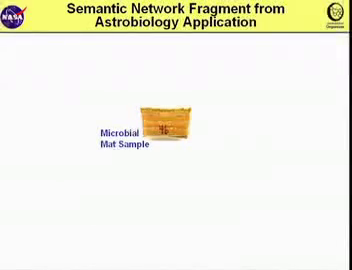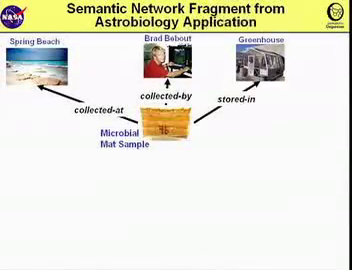So I first want to talk about the semantic network structure that I was illustrating. The microbial mat sample here is in the center. So what do we know about the microbial mat sample that might relate it to other things? We know, for example, that it was collected at Spring Beach, collected by a colleague, Brad Bebout, and stored in the greenhouse. So now we have 4 nodes in the semantic network now showing on the screen, and 3 relationships between the nodes.